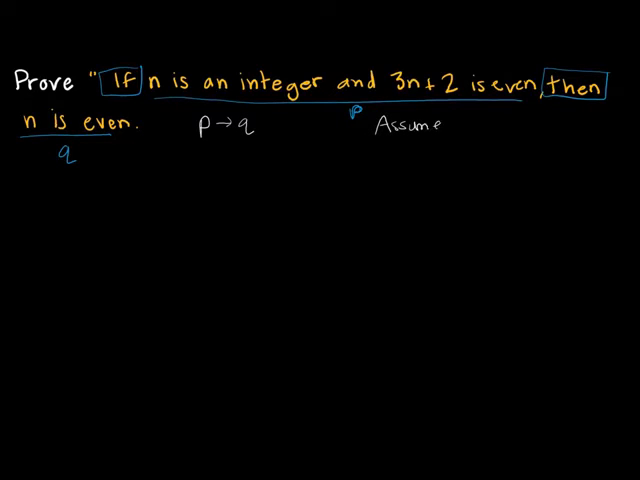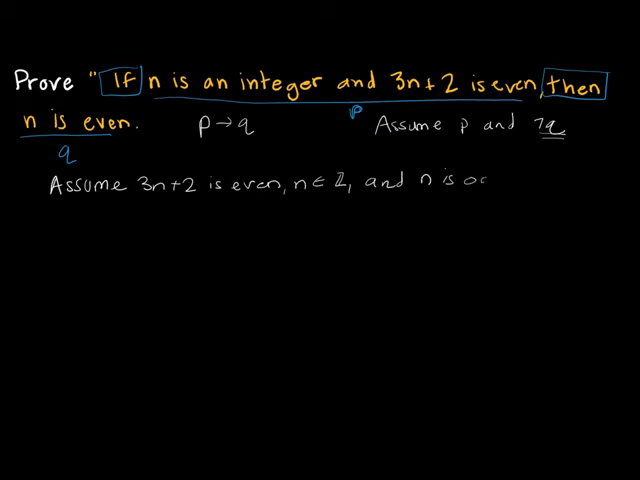Remember, in a proof by contradiction of an implication, I'm going to assume P and not Q, and then I'm going to work to either show that if P were true, then Q must have been true, or if not Q were true, then P must have been true. So let's get started. I'm going to assume P, which is 3n plus 2 is even for some n that is an integer, and not Q. Q says n is even, so not Q is n is odd. So those are my assumptions going in.